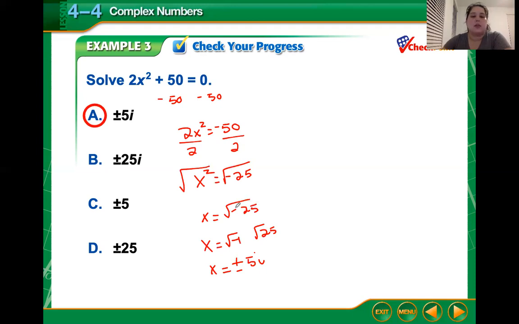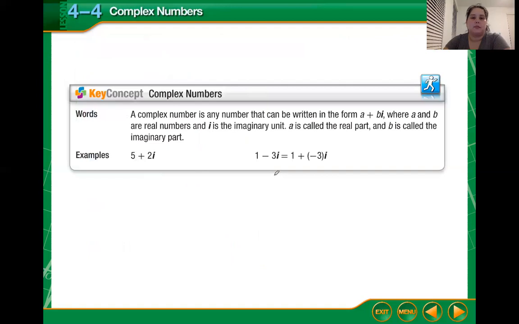Here the takeaway is that anytime you take the square root of a negative, you should probably have i, unless you're doing multiple square roots of negatives.